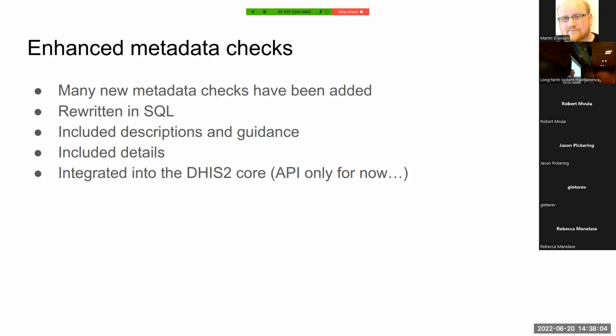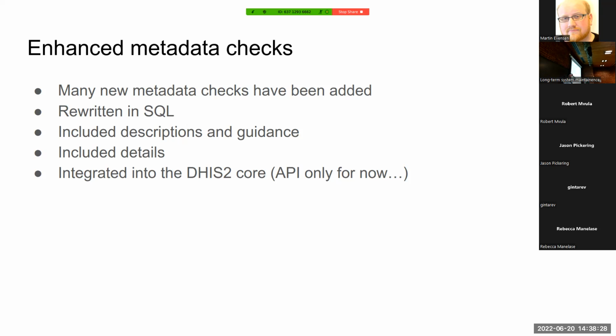We have rewritten most of these checks in SQL. One of the reasons that DHIS2 was using these kind of Java-based checks previously was that we were not bound to any specific database. Now we're only supporting Postgres, so it became a lot easier for us to implement these checks directly at the database level as opposed to relying on Java to do the checking.